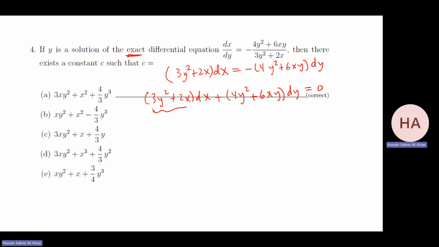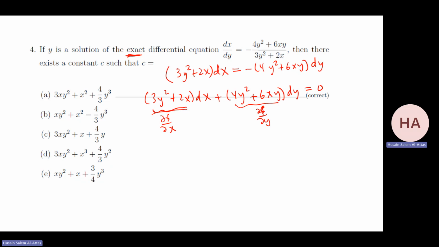Partial M with partial y will be 6y, and with respect to x it is also 6y. So he told me it's exact, so I'll solve it as exact. I have this one as partial f with partial x, and this one as partial f with partial y, and I'm looking for f. So I'll start with this one.